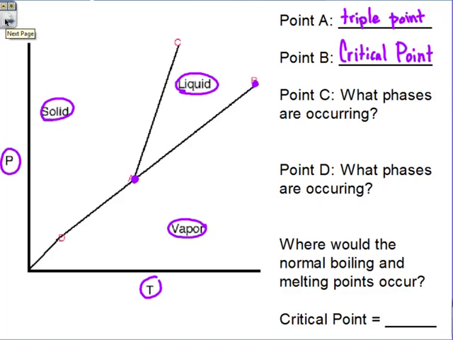Point C, where's point C? It's right here. What phases are occurring? I'm assuming point C is talking about this whole line. So what phases are occurring between a solid and a liquid? When I'm changing between a solid and a liquid, or a liquid and a solid, that is called melting and freezing.